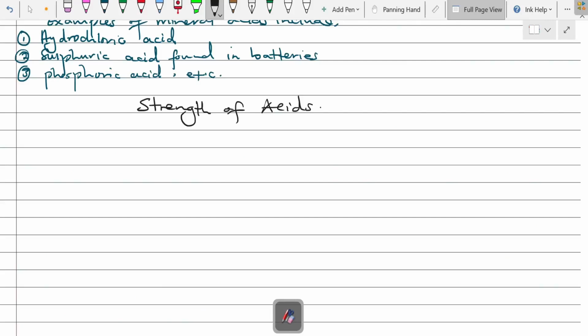So according to the strength of acids, still acids are categorized into two. The first one, we can categorize them as weak acids and then stronger acids. And let's talk more about each one of them. Let's start with strong acids. Strong acids. What are they?